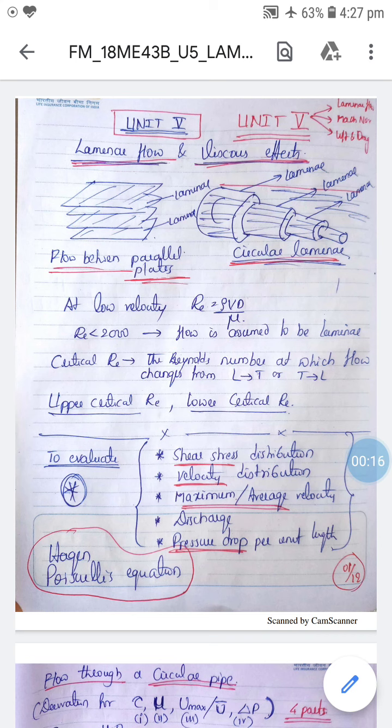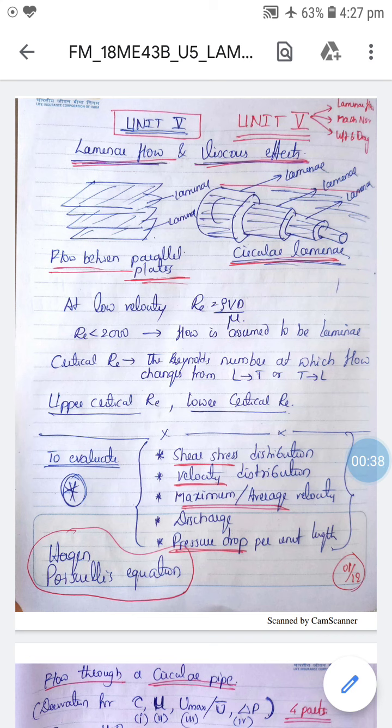So, I have made two videos on laminar flow and viscous effects, one for theory, another for problems. Then one video on flow past immersed bodies, where we will discuss lift and drag force. And the third one is the introduction to compressible flow, where we will discuss the Mach number, sonic and subsonic velocity. So, first we will understand the relation for laminar flow and viscous effects.